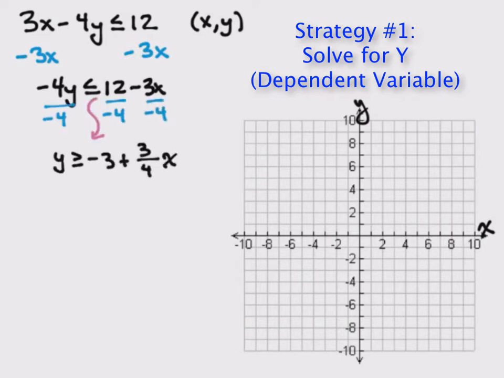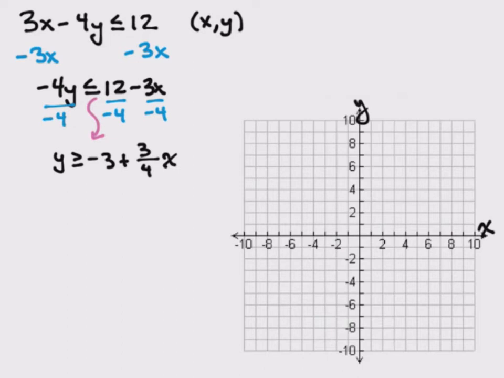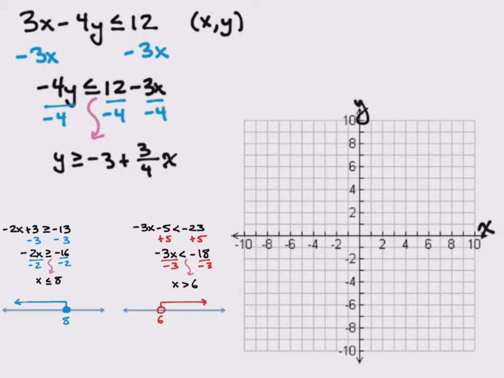Alright, so we're just trying to graph y is greater than or equal to negative 3 plus 3/4 x. Now, before we graph this inequality, let's first graph what's called the boundary line. Remember before when we were graphing inequalities in one variable, 8 and 6 were kind of the boundaries between numbers that were solutions and those that weren't solutions.